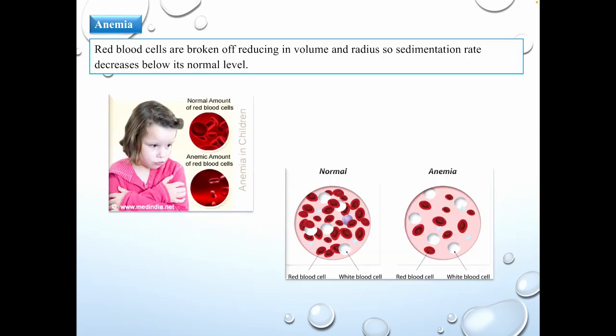Next one, anemia. Red blood cells are broken off, reducing in volume and radius, so the sedimentation rate decreases below its normal. Look at this.